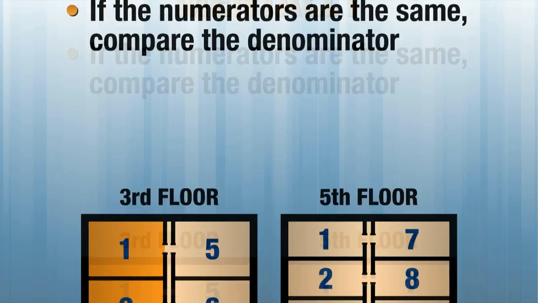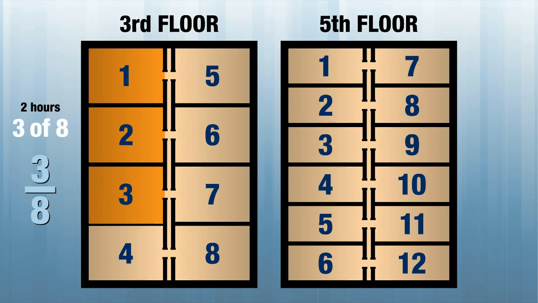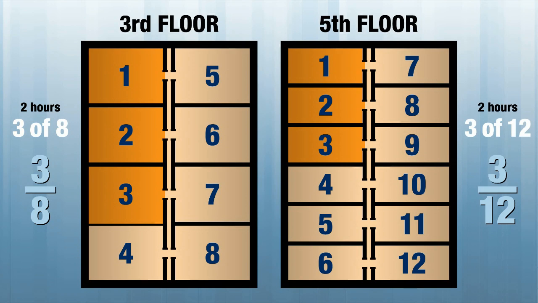Okay, Joe cleans 3 of his 8 big offices in 2 hours, so he cleans 3/8 of his floor. In the same amount of time, Charlie cleans 3 of his 12 smaller offices, or 3/12 of his floor. As you can see, Joe cleans a little faster than Charlie. It looks like Chuck's gonna have to pick it up a little.